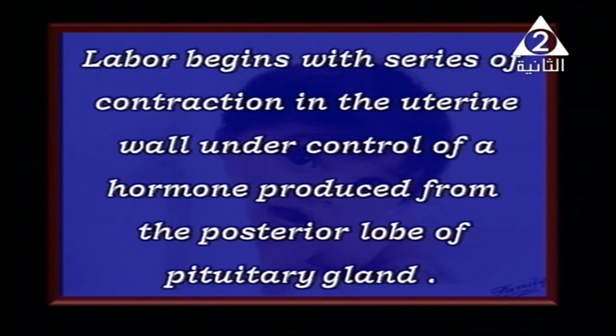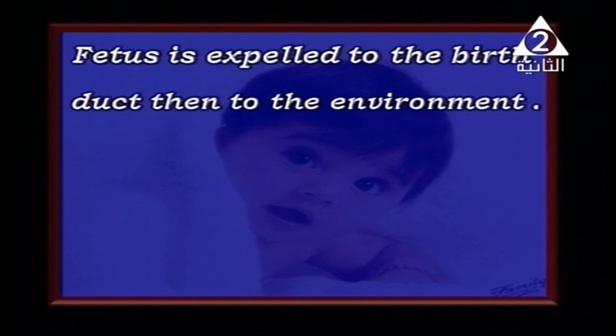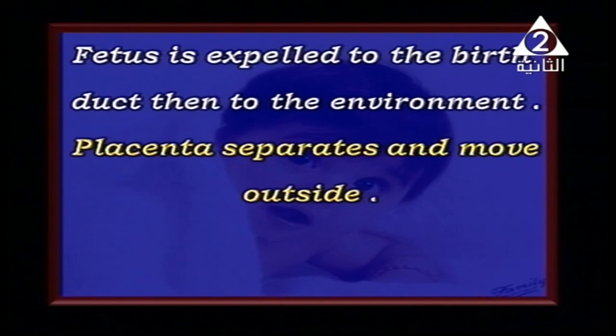Labor begins with a series of contractions of the uterine wall, the uterus, and all of that happens under the control of the hormone, or the effect of the pituitary gland. The fetus is expelled through birth into the environment. The placenta separates and moves outside. We don't need it anymore.